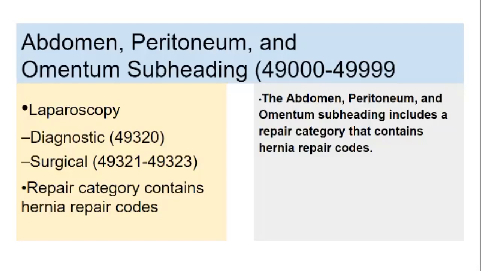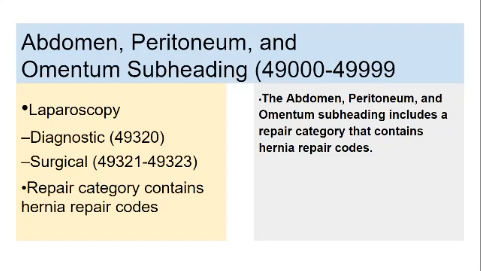Abdomen, peritoneum, and omentum subheading. So let's go to 49000, and it's all the way through 49999. So you're going to see laparoscopy there. Diagnostic is going to be 49320, and the surgical is 49321 through 49323.